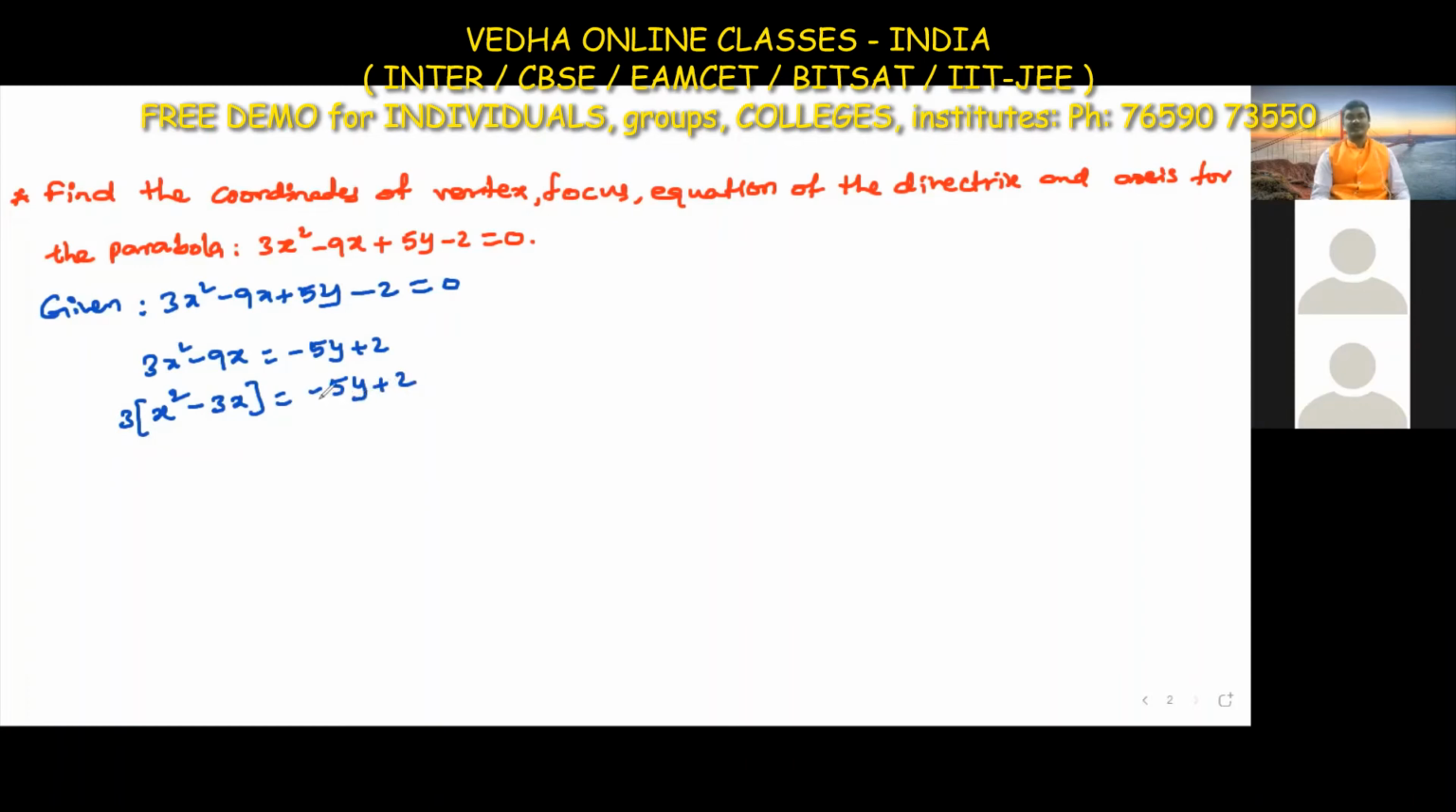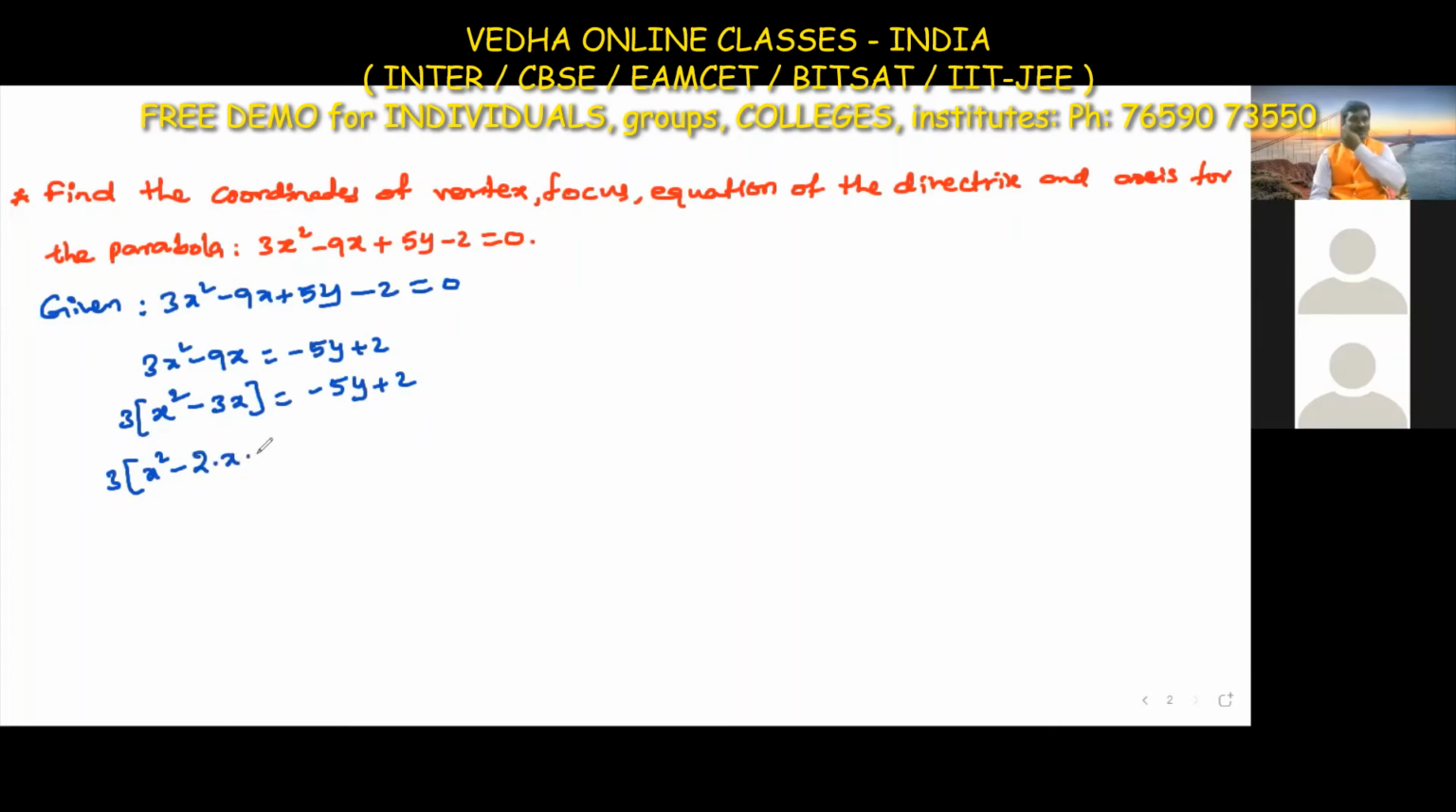Observe carefully: 3 into x square minus 3 into x into 1 we can write. This is a square minus 2ab, right? A square minus 2ab, so minus 2 into a is x only.